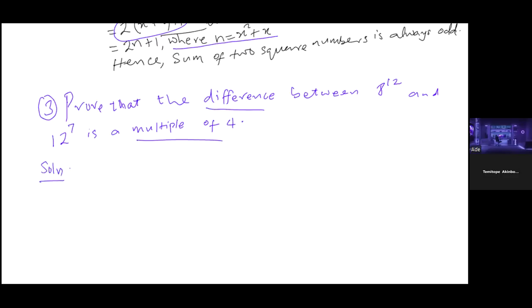Now, you were told that the difference between 8 raised to the power of 12 and 12 raised to the power of 7 is a multiple. Between 8 raised to the power of 12 and 12 raised to the power of 7, which one do you think will be greater? But of course, it doesn't matter, since we want to show that it's a multiple of something. It doesn't matter which one you are writing first.